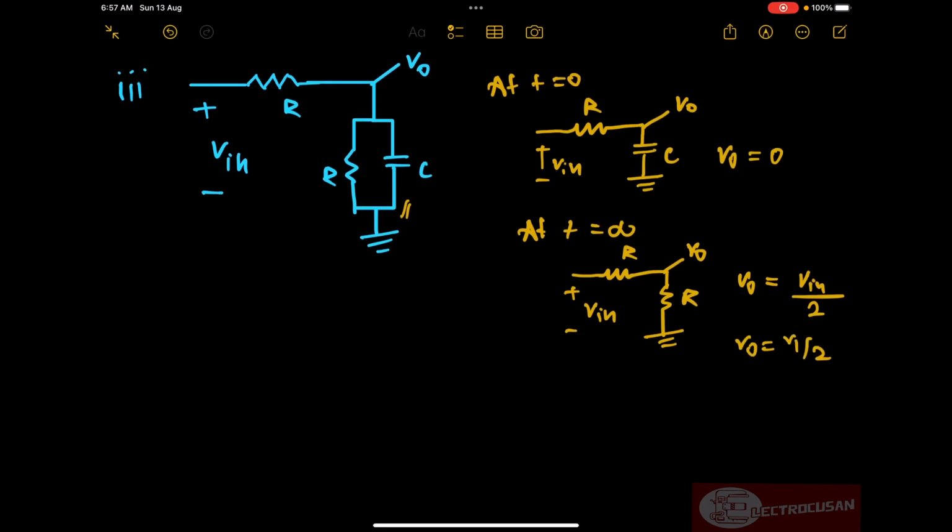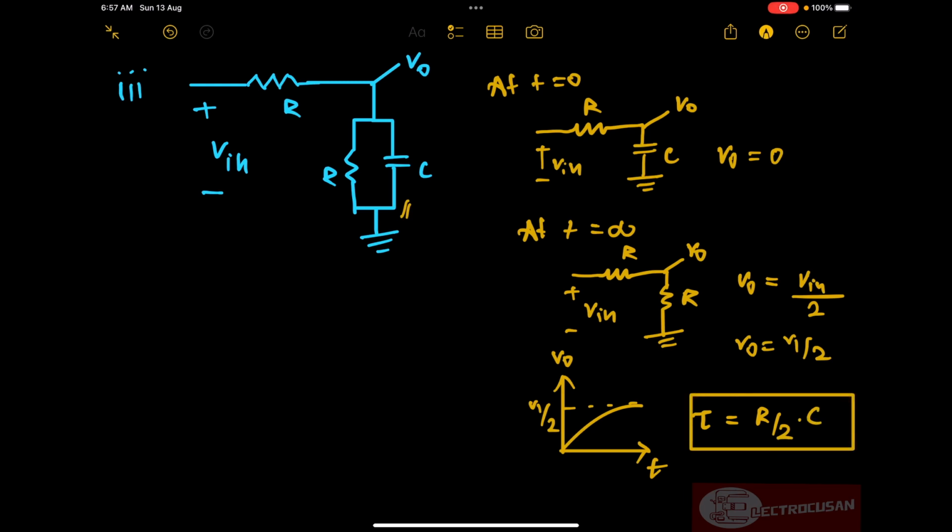Now we will plot the output waveform here. This is the time axis, this is V out. At t equal to 0, it is at 0, and at t equal to infinity, V out is V in by 2. This is V in by 2. And tau here is the parallel combination of R times C. This is your time constant.